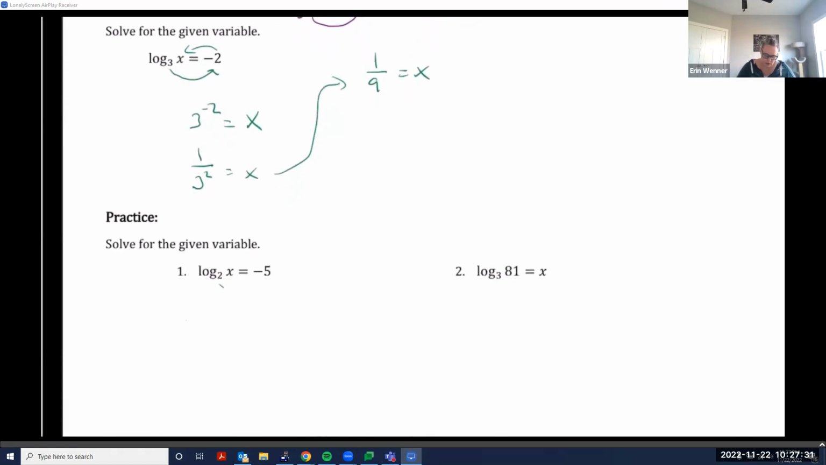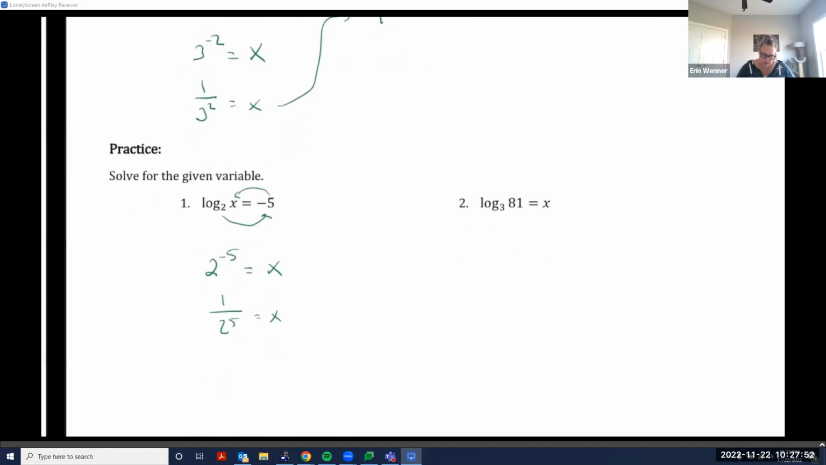So we're going to take 2 to the negative 5th equals x. Again, in order to solve this, we had to put it in exponential format to get that variable out of the logarithm. We can't enter that into our calculator. And so 2 to the negative 5th is 1 over 2 to the 5th, and 2 to the 5th is 32. So we get 1 over 32 equal to x.